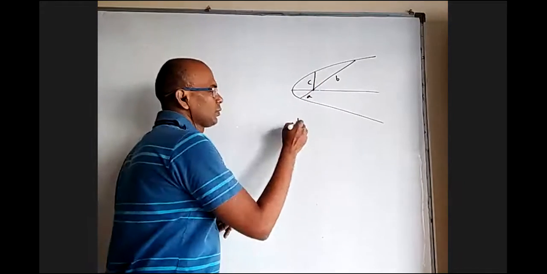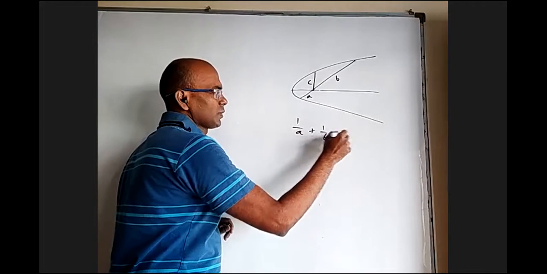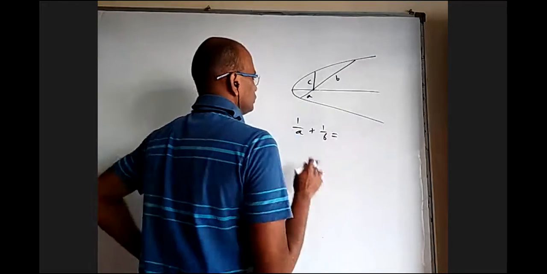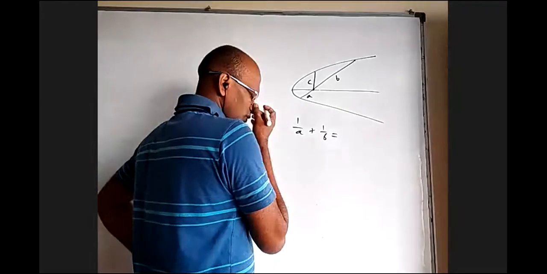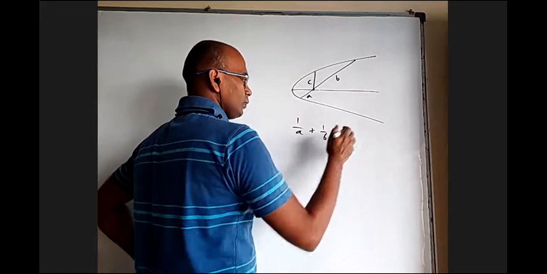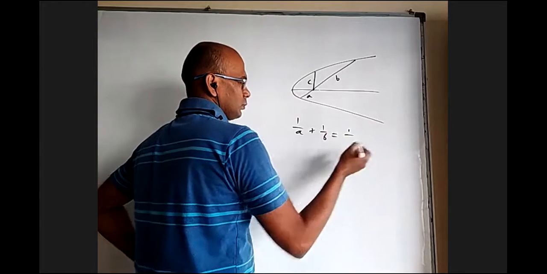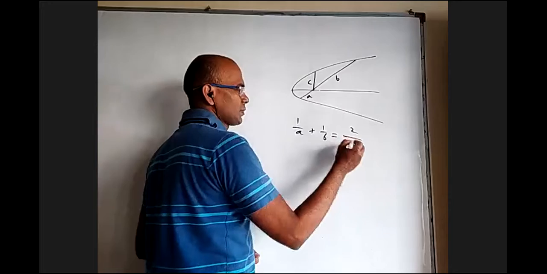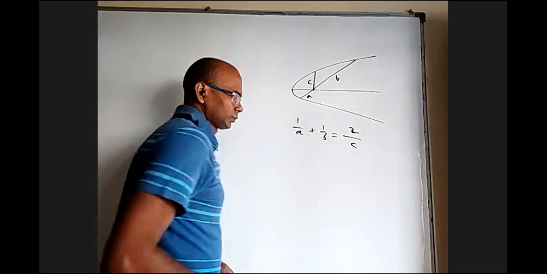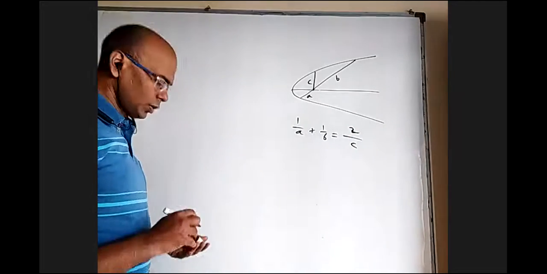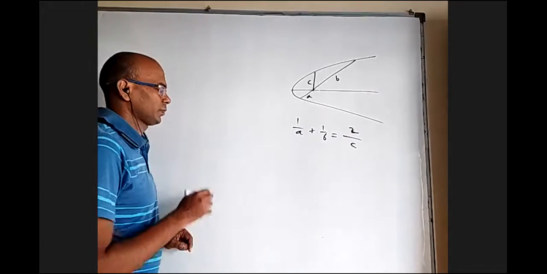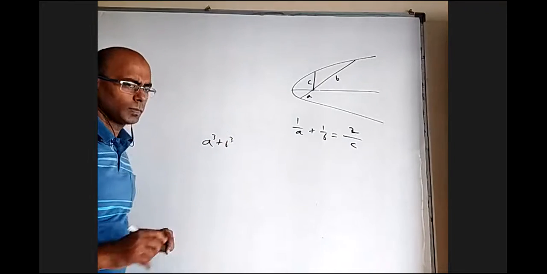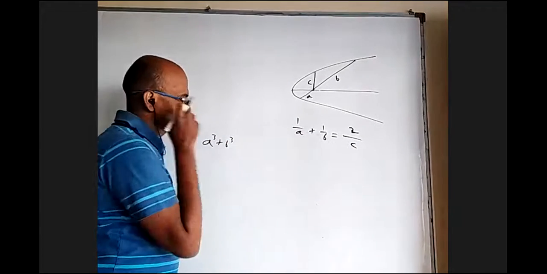We normally know 1 by A plus 1 by B is equal to 2 by the semi-latus rectum. Normally, if I take 2A to A, you'll get 1 by A. Here it is actually 2 by semi-latus rectum, and the semi-latus rectum is C. Now they want A cube plus B cube. So A cube plus B cube, somehow I want to use this.